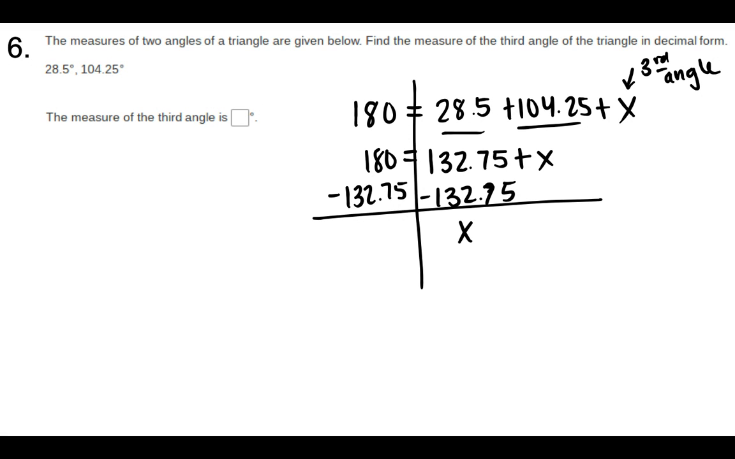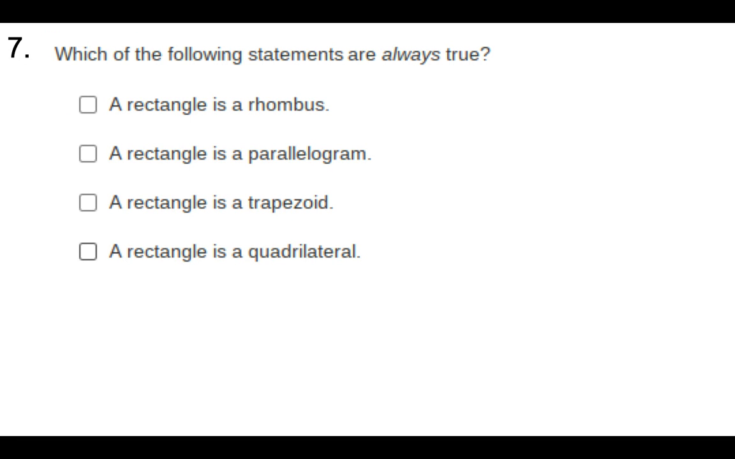And I get x equals 180 minus 132.75. I get 47.25 degrees. So that is what the third angle is. Okay, make sure you have that written down and let's go to 7.